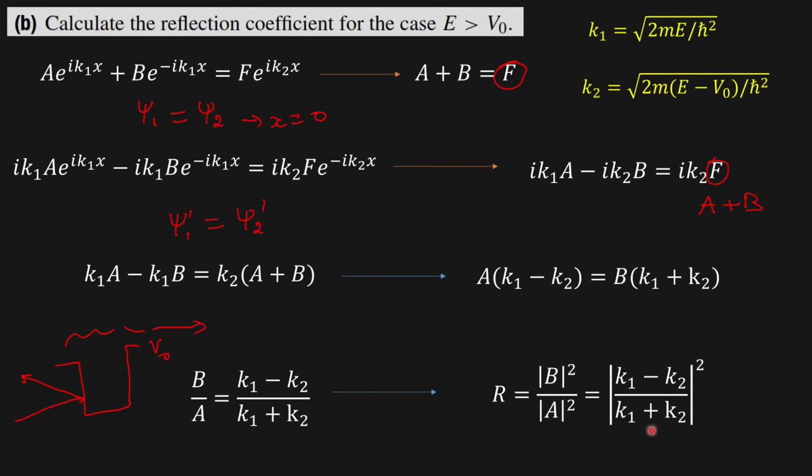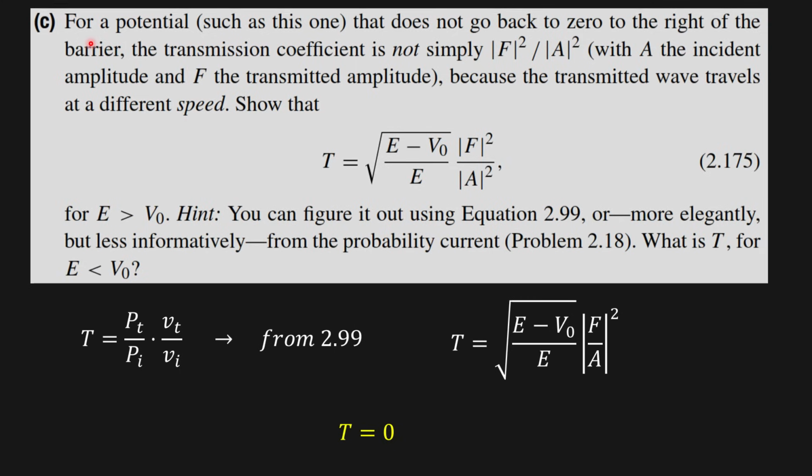This is the reflectivity when E is greater than V naught. Section C is for a potential such as this one that does not go back to zero to the right of the barrier. I have explained this already in section P. When the wave goes from here to here, there is a possibility of reflection, the incident wave getting reflected. Once it goes to the other side, it will not come back, so there is no reflection, only transmittance.